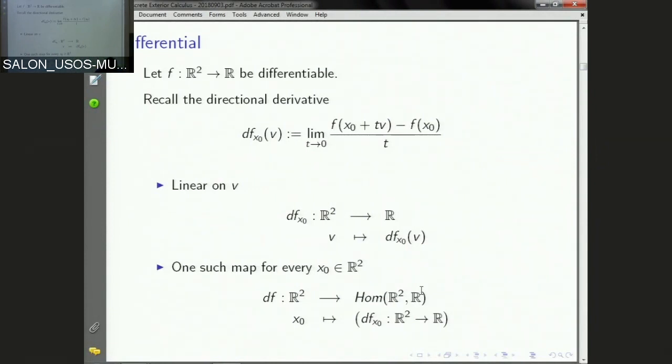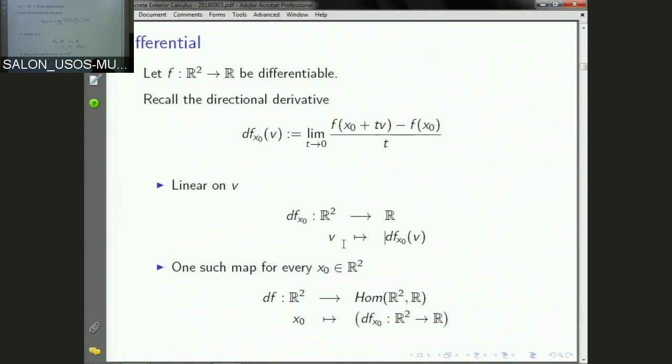The function is differentiable at every point if these limits exist at every point for every direction v. Now, I'd like to remind you that the calculation of this number is linear in the vector v. So I will abstract this notion of linearity by writing this. For each x0 in the domain, R2, I get a map from R2 to R, in which for each vector I associate this number, which is calculated by that limit. It's a linear function.